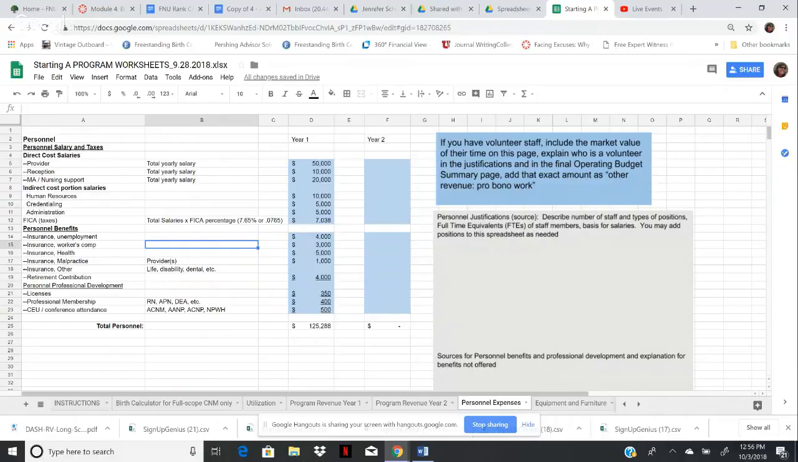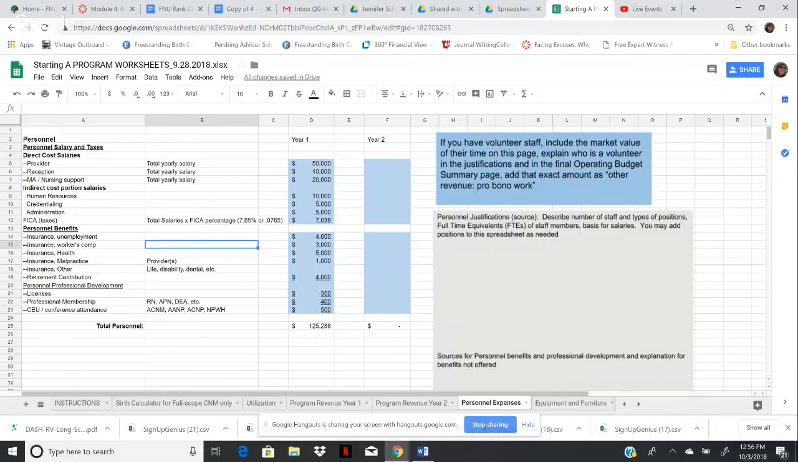It's probably not the total time of the receptionist's salary. And the receptionist might be shared by many other providers in the practice. So you need to consider those things and inform us in the justification boxes how you came up with those calculations. And same for MA or nursing support for your program.